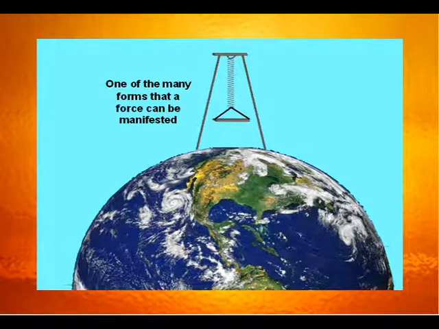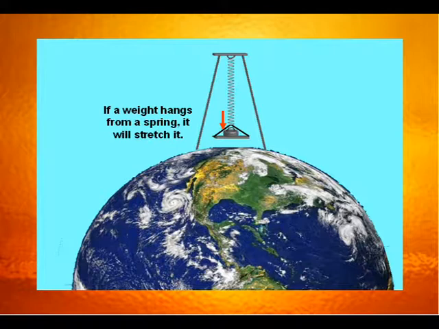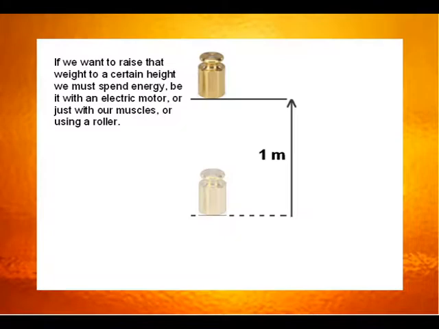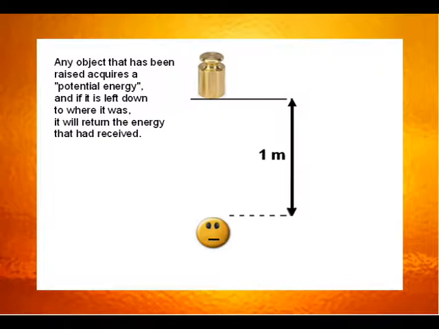When we hold an object of some kilograms, we are actually supporting a vertical force of that value. If that object hangs from a spring, it will stretch it. If we want to raise the weight to a certain height, we must spend energy, be it with an electric motor, or just with our muscles, or using a roller. Any object that has been raised acquires a potential energy, and if it is left down to where it was, it will return the energy that it had received.